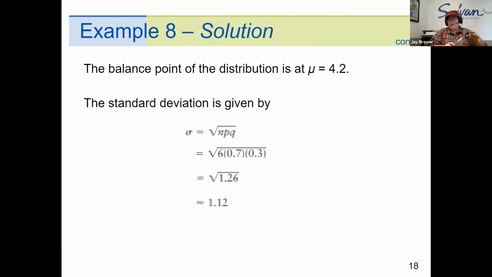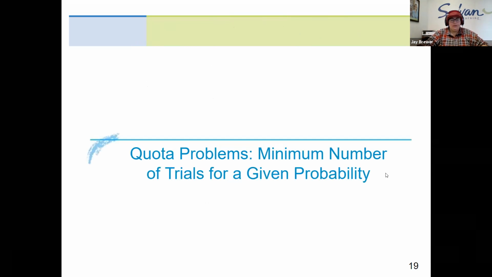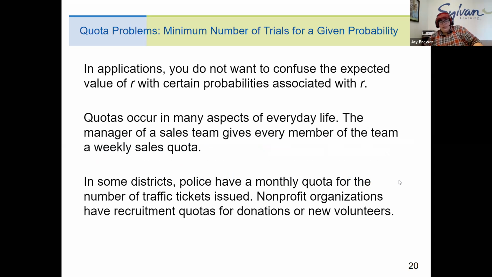If I have time today, I'll go ahead and start chapter 6 as well, but I don't know how long 5.4 is. So, quota problems: minimum number of trials for a given probability. In applications, you do not want to confuse the expected value of R with certain probabilities associated with R.